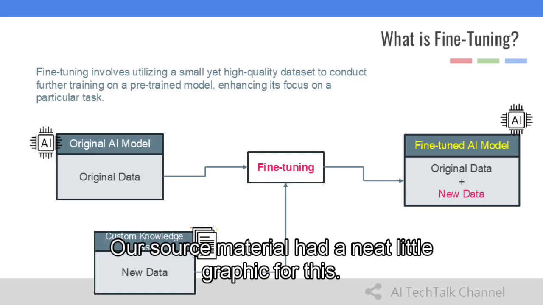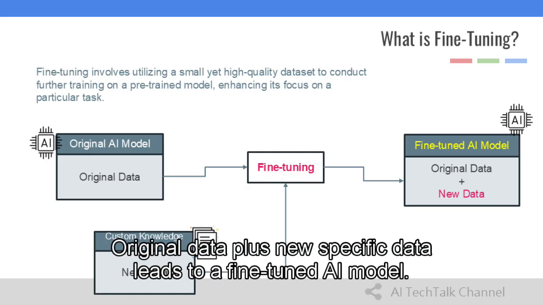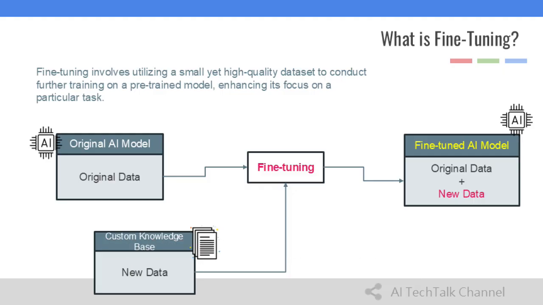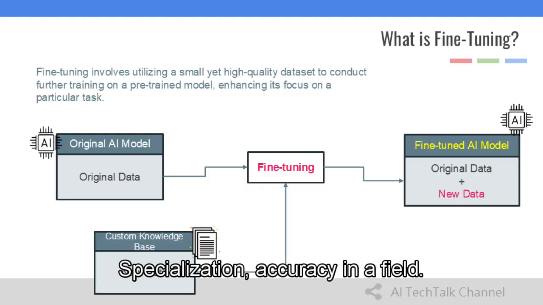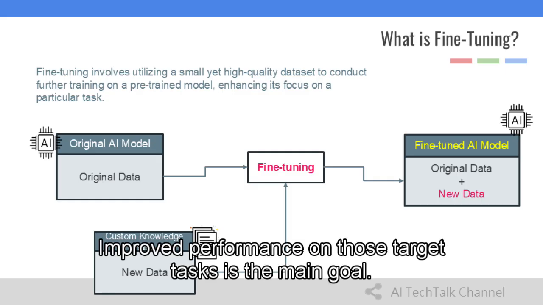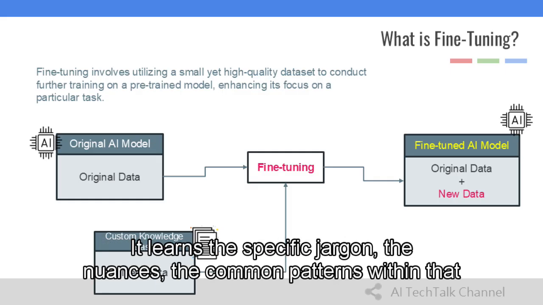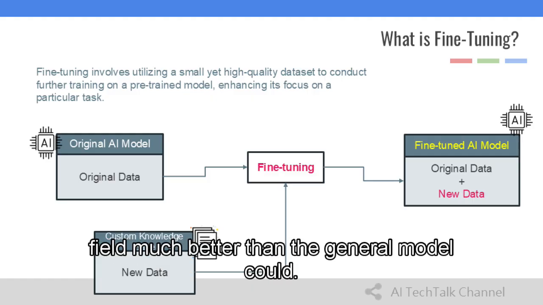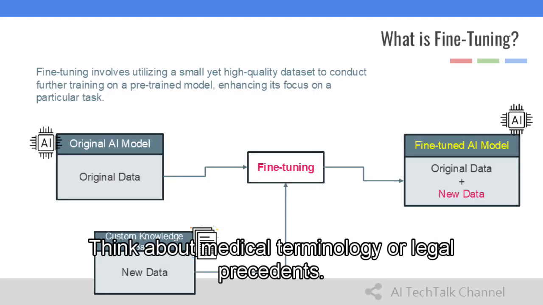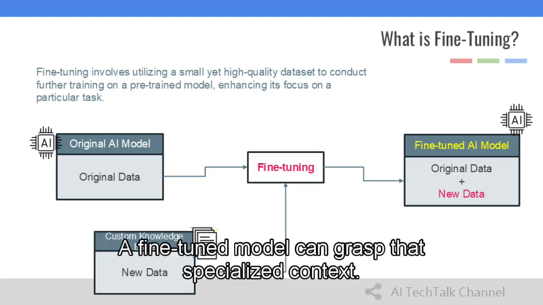Our source material had a neat little graphic for this. Original data plus new specific data leads to a fine-tuned AI model. Simple but clear. So the key benefit is specialization, accuracy in a field. Exactly. Improved performance on those target tasks is the main goal. It learns the specific jargon, the nuances, the common patterns within that field much better than the general model could. Think about medical terminology or legal precedents. A fine-tuned model can grasp that specialized context.